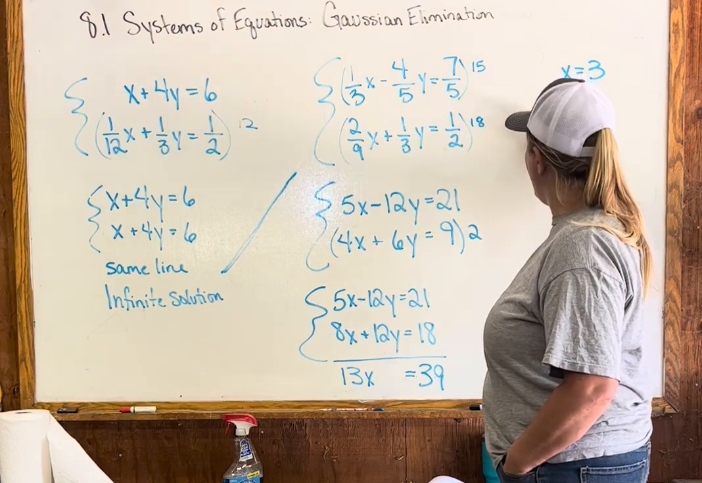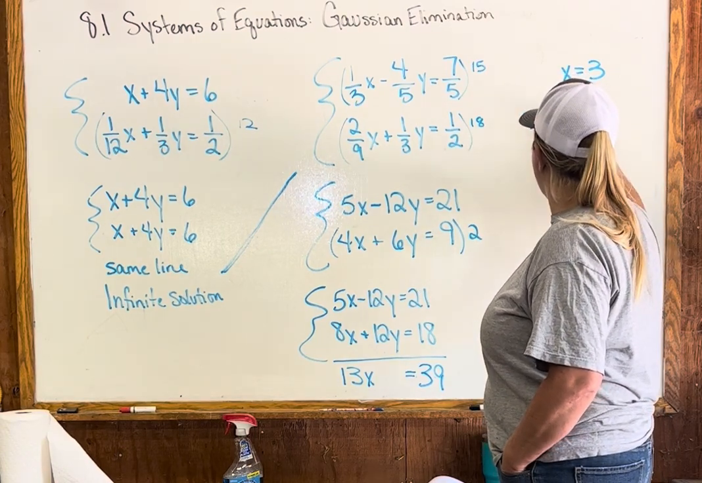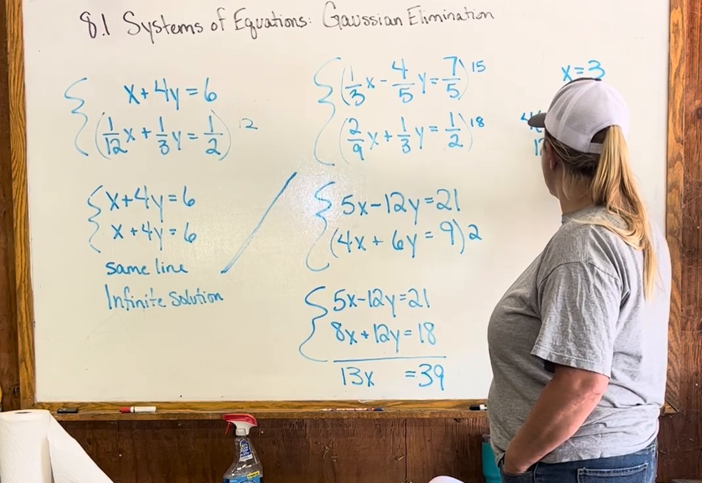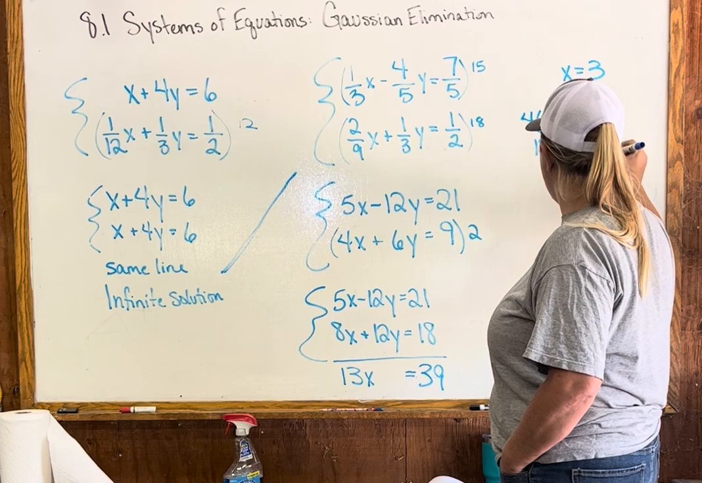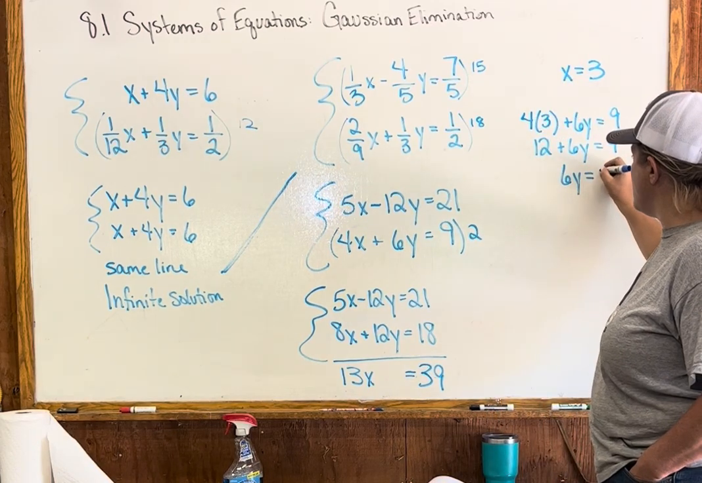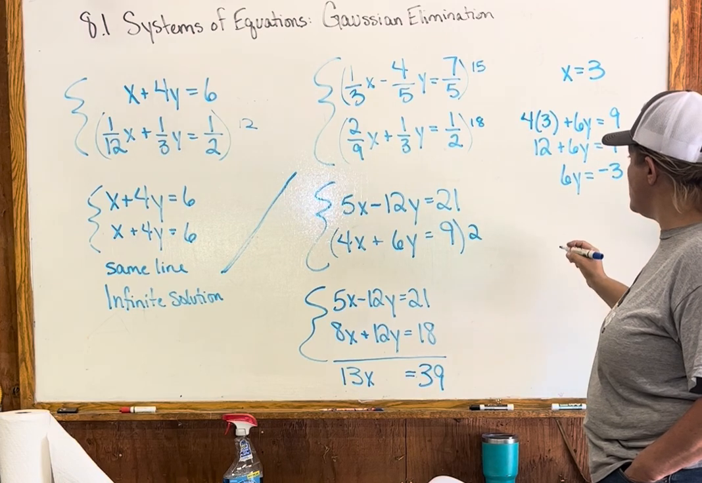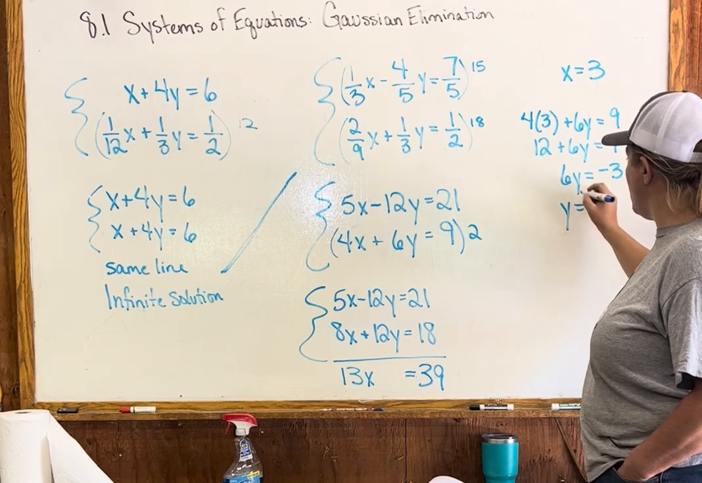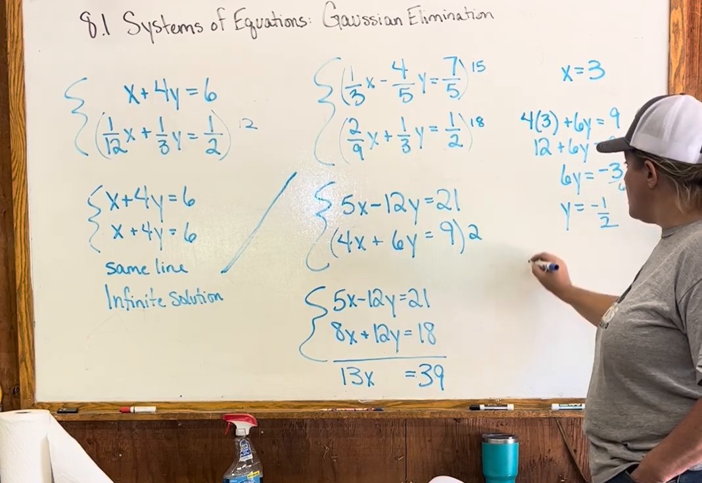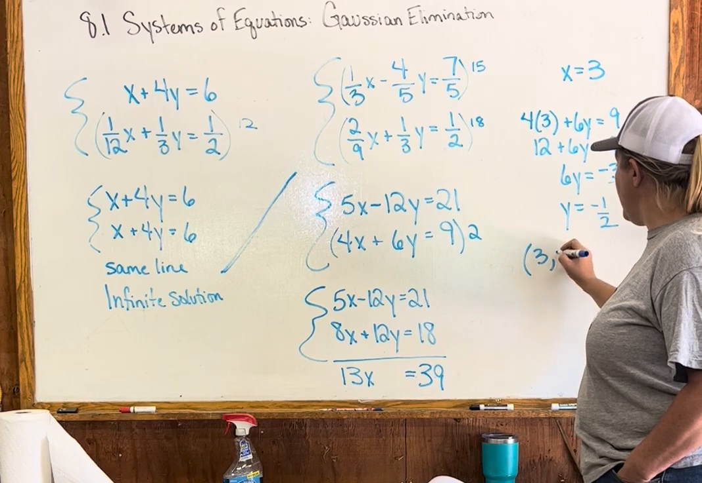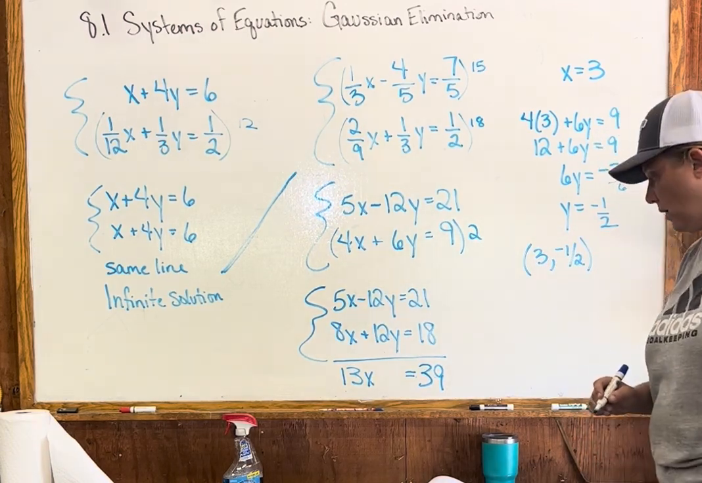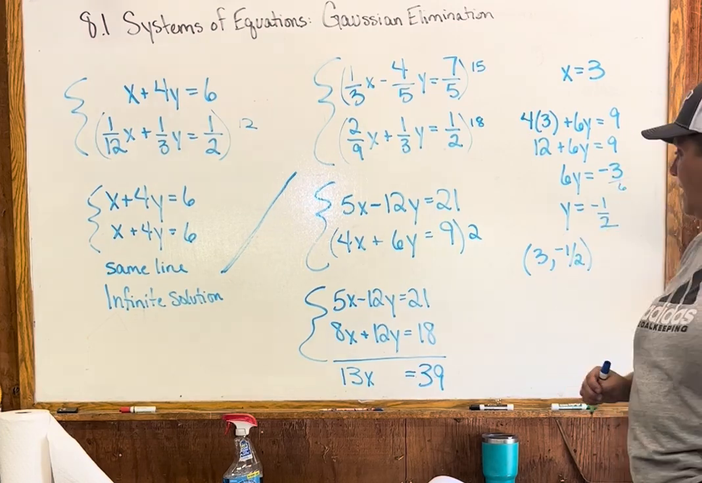So we're going to say 4 times 3 plus 6y equals 9. So 12 plus 6y equals 9. So we'll subtract the 12, so we'll have 6y equals negative 3. And divide, so y equals, if we divide, that's going to be negative 1/2. So we end up with the point (3, negative 1/2). Okay. All right, and there we go.